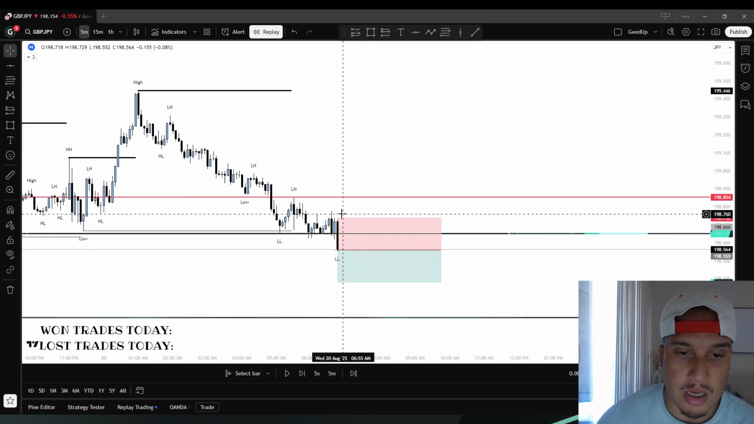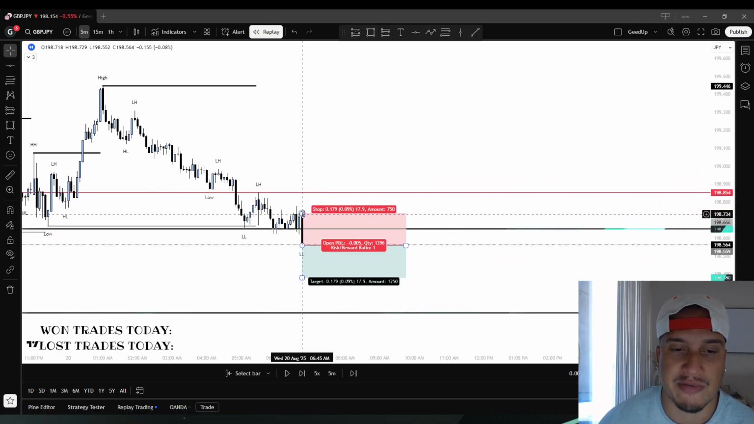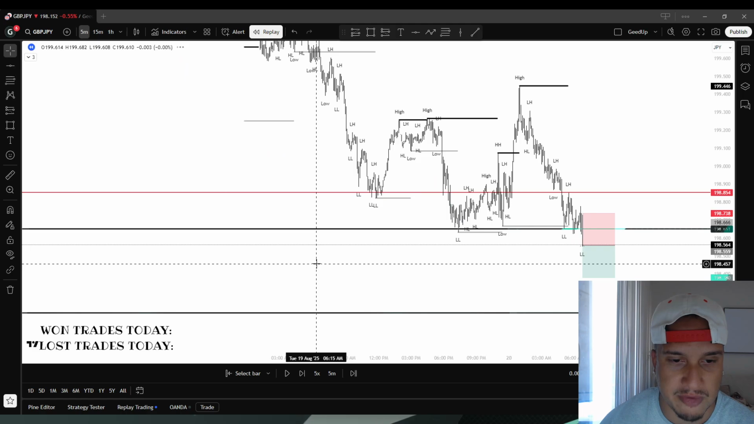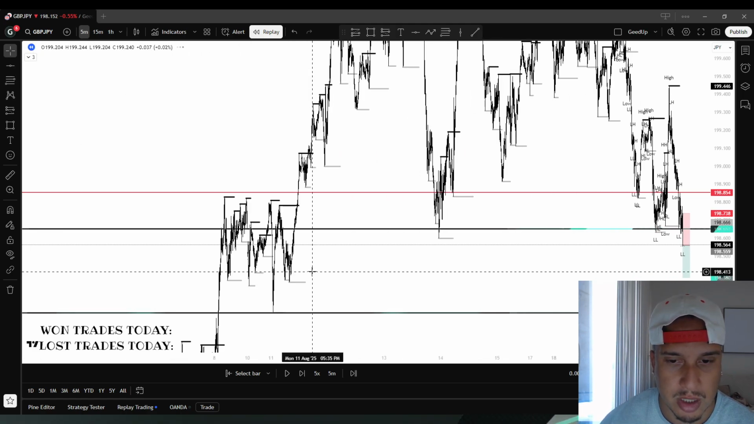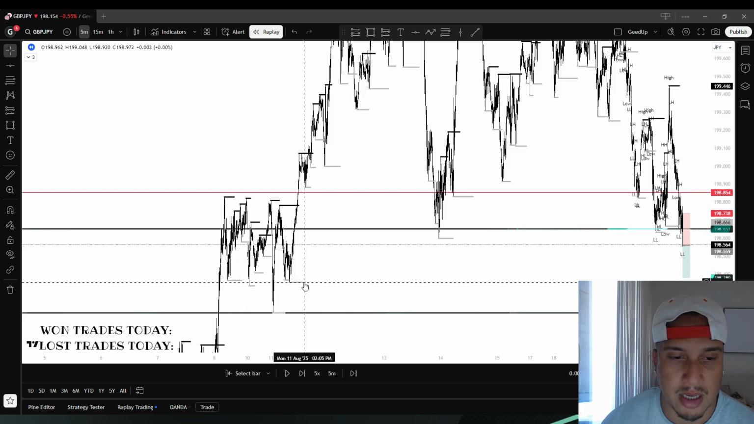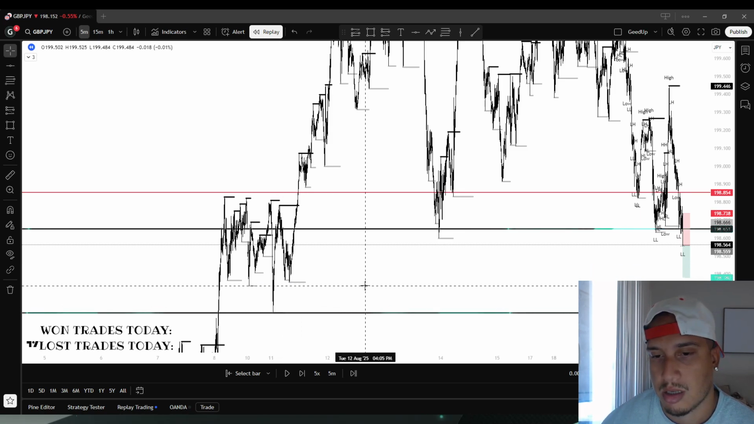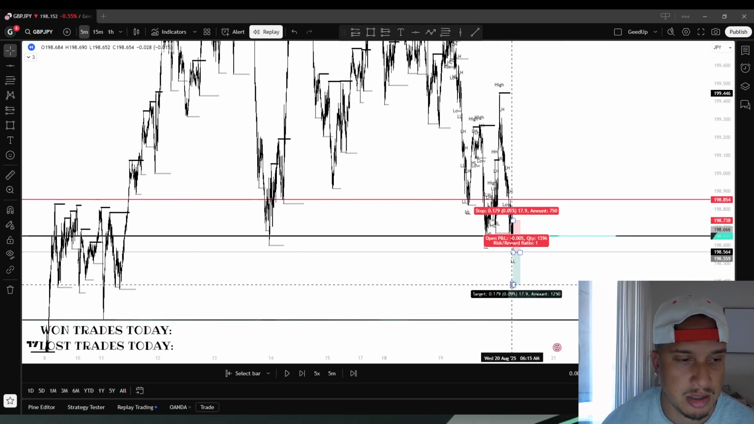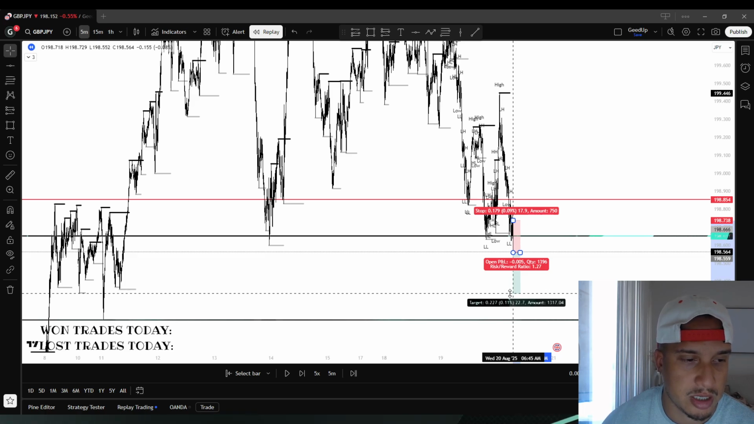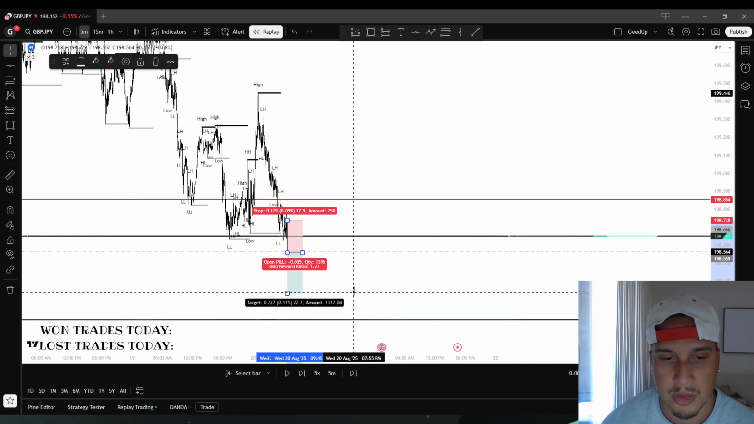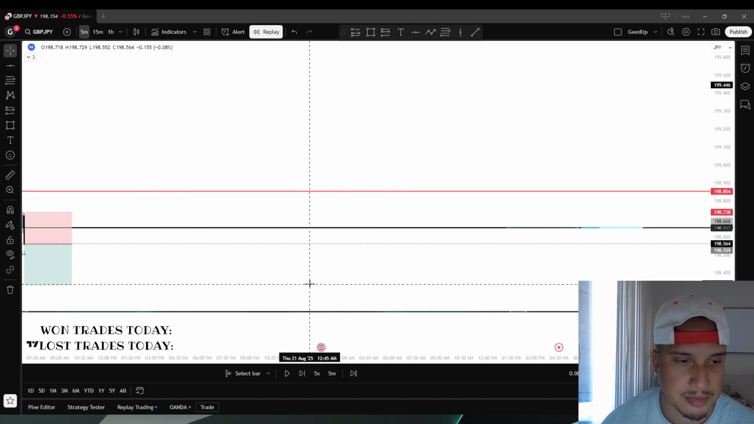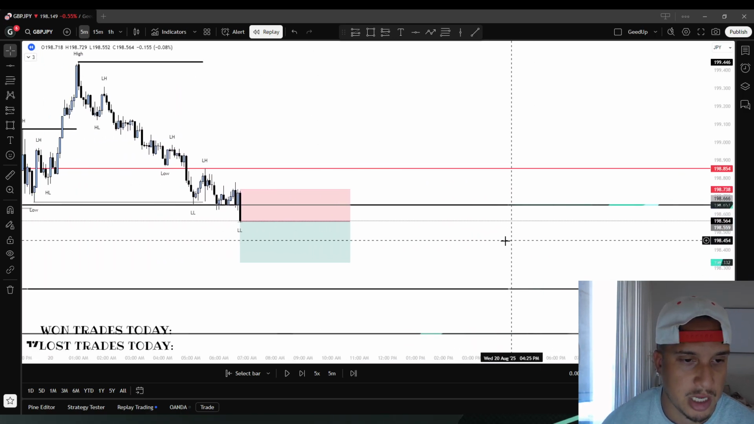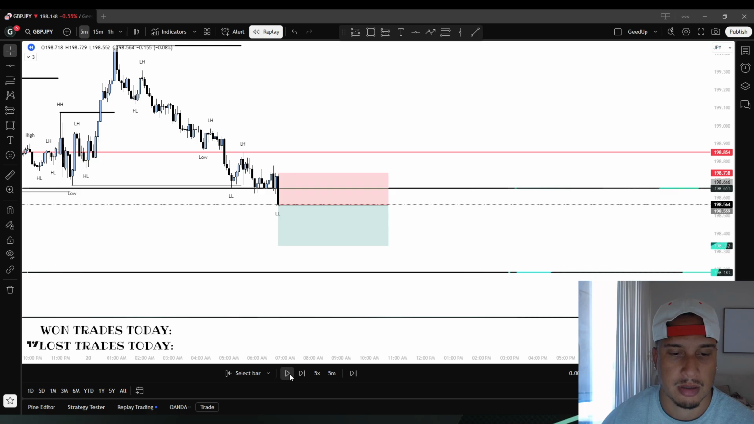Stop loss above the previous candle that broke the support. Take profit. Do you have a previous low? Yeah, all the way back here ish. So we'll target one of those. It doesn't show the letters, but that's okay. So we're just going to target this lowest one. Okay, and now let's see what happens.